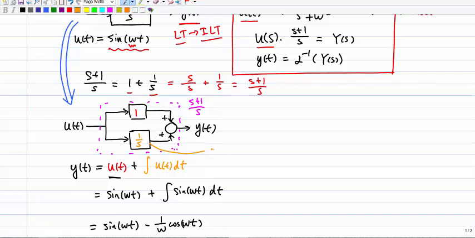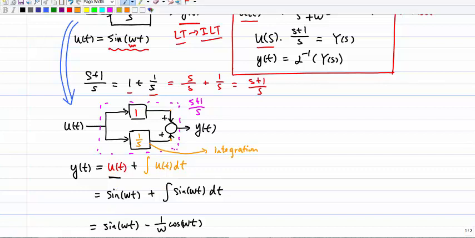This one is integration. So I can see that for this branch, whatever signal we get over here is just the integration of u(t) over dt. That's it. Okay, so the first one is directly u(t). It doesn't change. This is u(t) times 1, it doesn't change. So we can just copy u(t) over here, which is sin(wt).